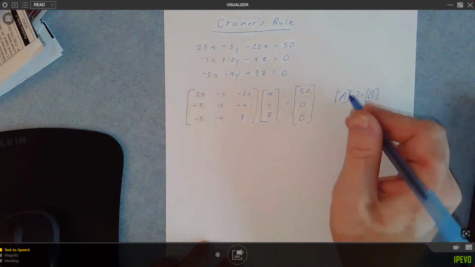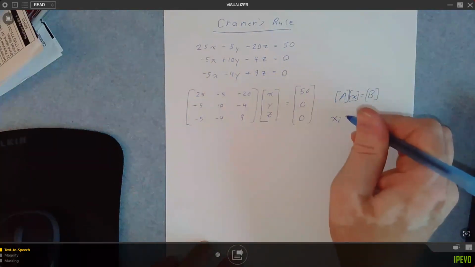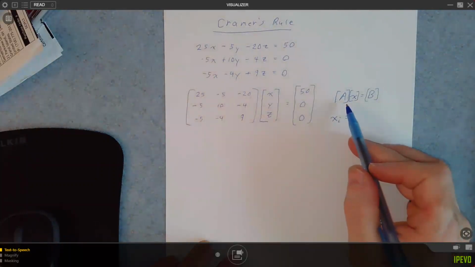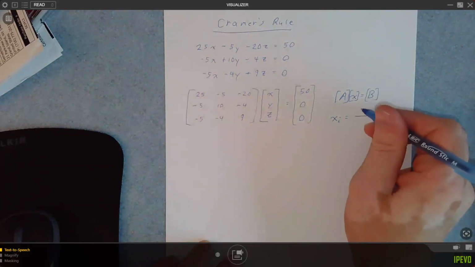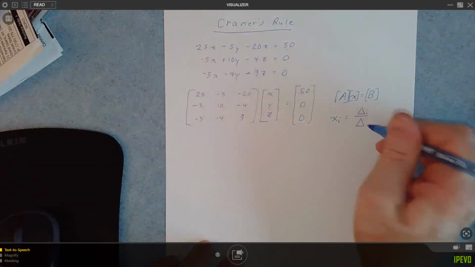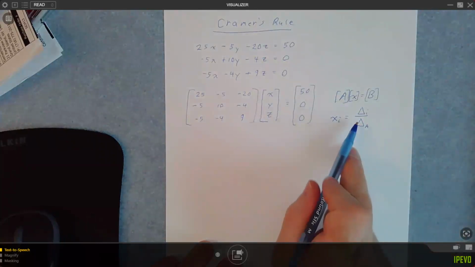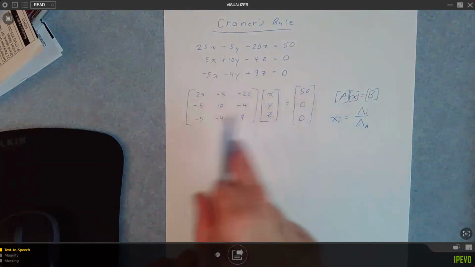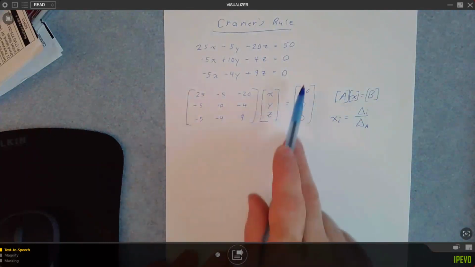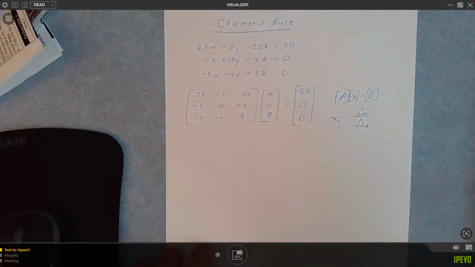And what Cramer's rule says is that each X can be found if you take the determinant. Well, I've got to explain this a little bit. The symbol for determinant is delta, the determinant of a matrix. So this is the determinant of A. And delta I is the determinant of A where, for example, for I equals 1, you replace column 1 with the solutions. So let me just walk through this.